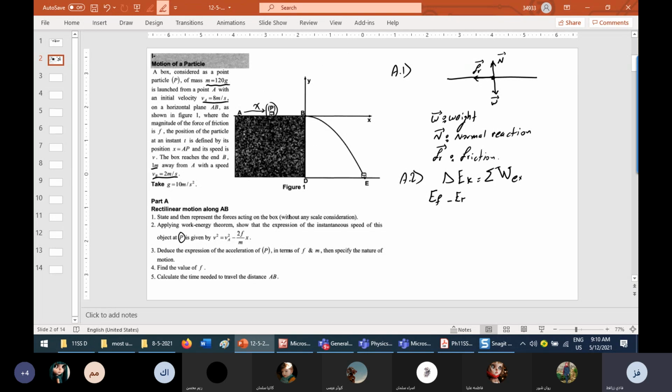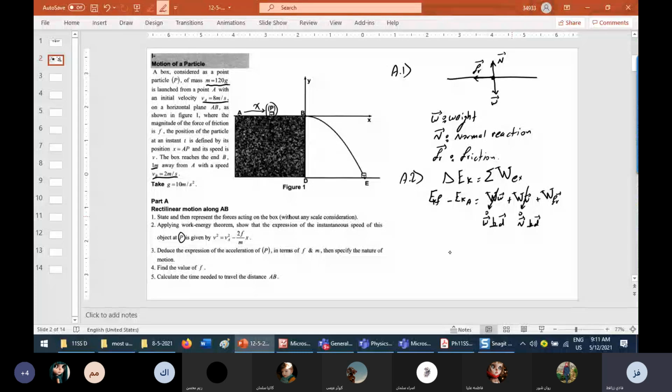Kinetic energy initial is at A. The works are the work of weight, which is 0, the work of the normal, which is 0, plus the work of the friction, which is minus friction times the distance. The work of weight is 0 since the weight is perpendicular to the displacement. The work of the normal is 0 since the normal is perpendicular to the displacement. The work of friction equals minus Fr times x.